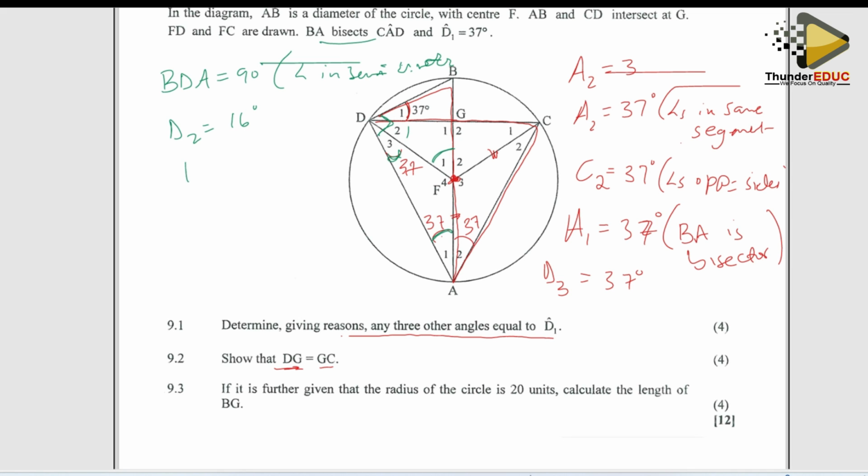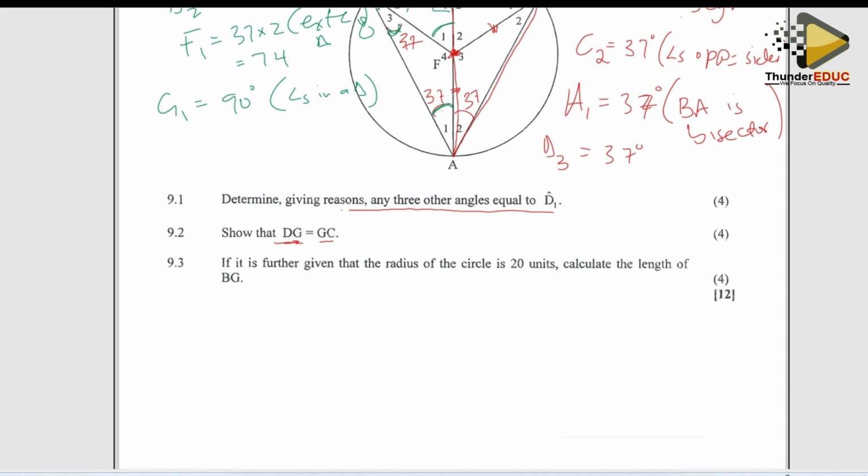So I can say that F1 is going to be 37 times 2. That's exterior angle. So 37 times 2, that's 74. Which means G1 is going to be 90. So we have proved that this line is perpendicular. So if that is done, then the conclusion: therefore DG is the same as CG.